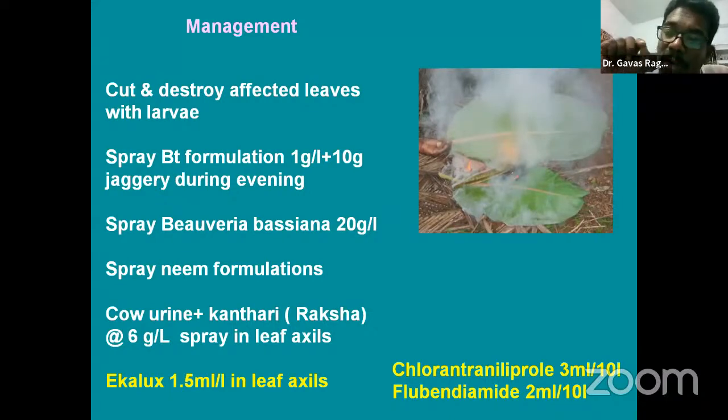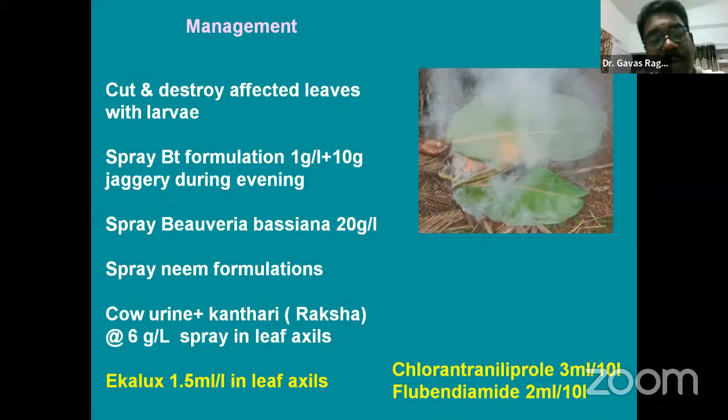The formulation that we use for managing these caterpillars is called BTK, capital B, small t, small k. Bacillus thuringiensis kurstaki is the subspecies we use. We have to spray the Bacillus thuringiensis formulation at the rate of 1 gram per liter, plus 10 gram jaggery should be added to make it more effective. We can also use an entomopathogenic fungus called Beauveria bassiana at the rate of 20 gram per liter, by spraying onto the leaf surface.